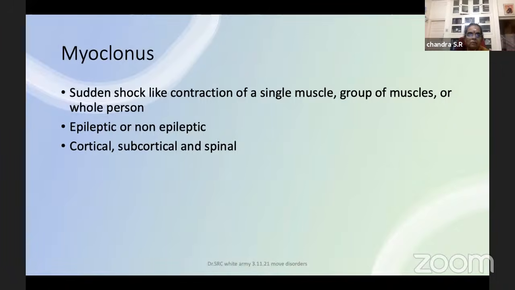Cortical myoclonus is seen in juvenile myoclonic epilepsy. In the early morning they get myoclonic jerks, and over a period of time they start losing consciousness. That is cortical. The classical example of subcortical myoclonus, which all of you would have seen, is SSPE, where the myoclonus is slow. And spinal: if you have a segment of viral ganglionitis and the limb is paralyzed below, at that segment you can get a quick twitching of the muscle. That is spinal myoclonus. So cortical is epileptic, subcortical is SSPE, spinal is spinal ganglionitis.